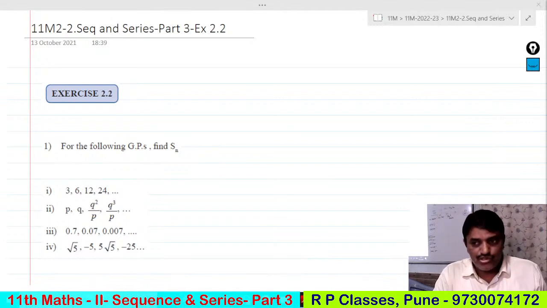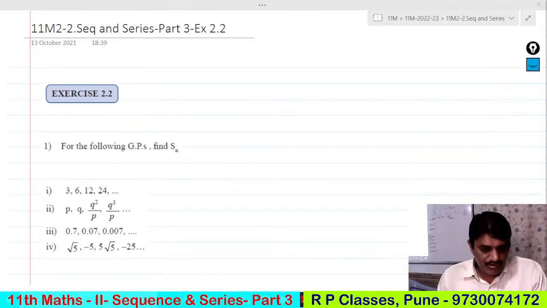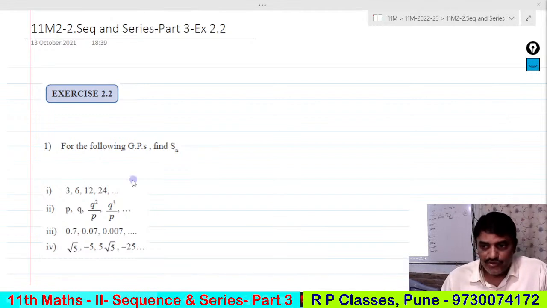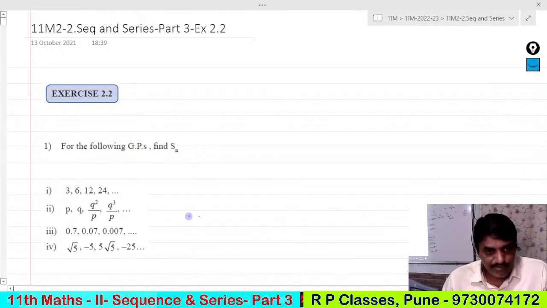We have to solve the questions over here. I'll be solving some typical questions here. I will solve the third and fourth question. I would prefer to solve the third and fourth question for the following geometric progression.